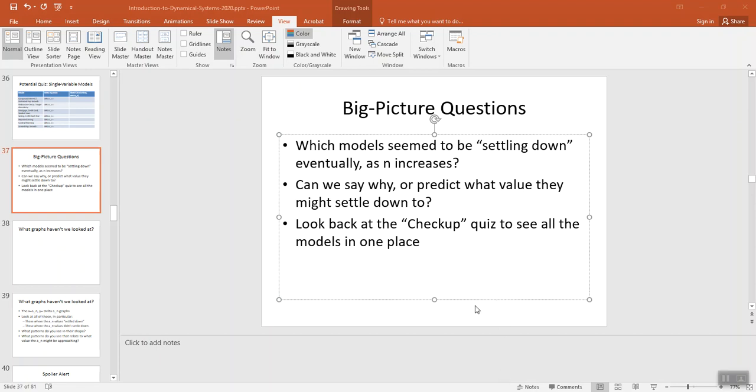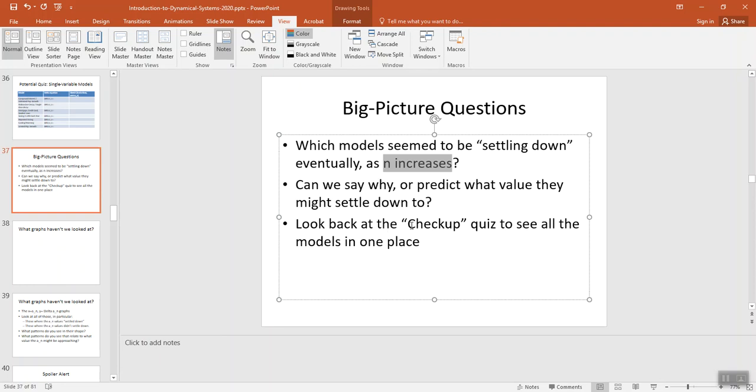Alright, now that you've worked on that second self-quiz and tried to organize all the knowledge there, let's ask, which of the models seem to be settling down to something as time gets bigger and bigger? And can we say why some models do and why some models don't? And can we say what they might settle down to? Is there any way to do that from looking at the model and the numbers?